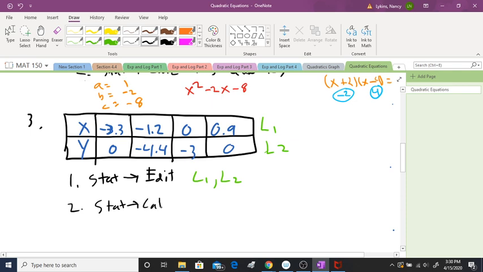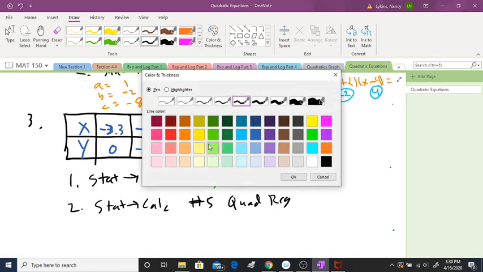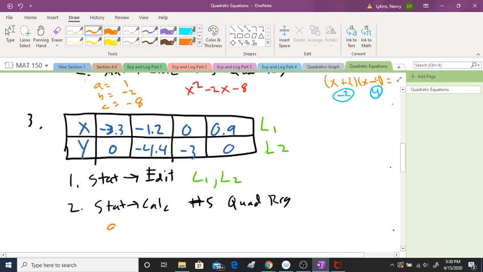Stat, calculate, option 5, which is the quad regression. It should spit out some A, B, and C values. In this case, A is 1, B is 2.39, so I'm going to round that to 2.4. And then I've got negative 2.97, and I want to round that to negative 3.